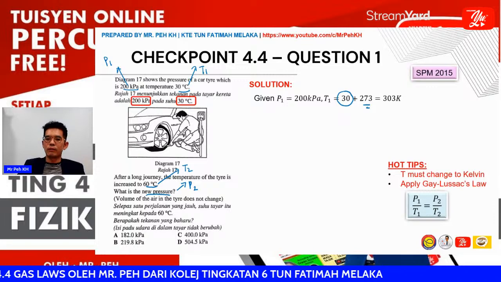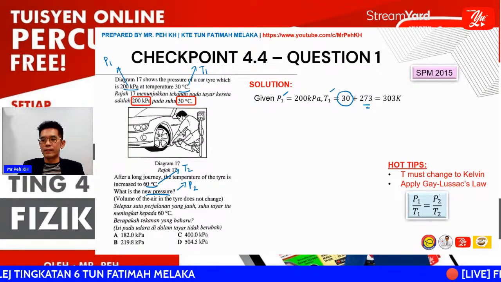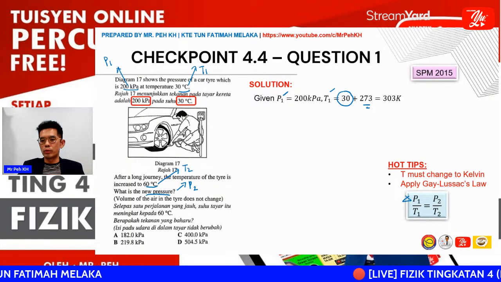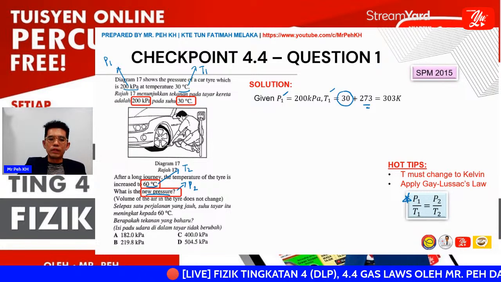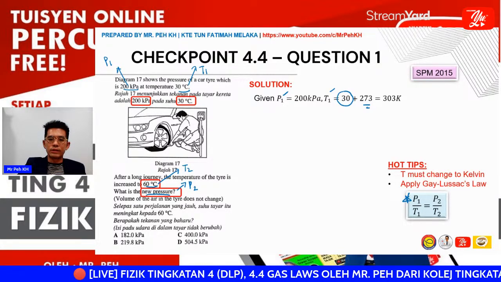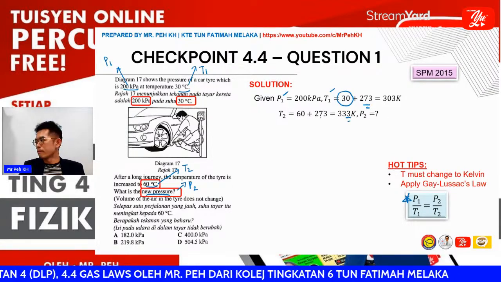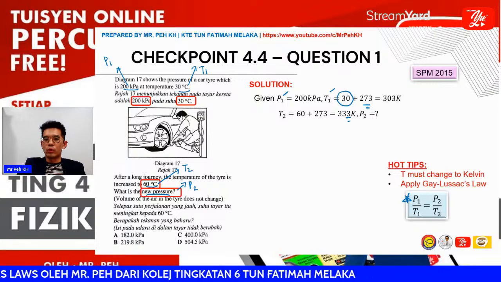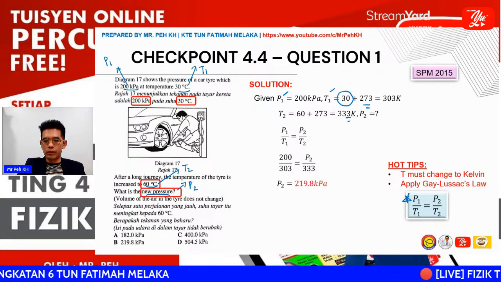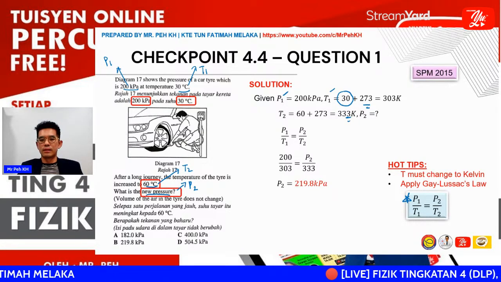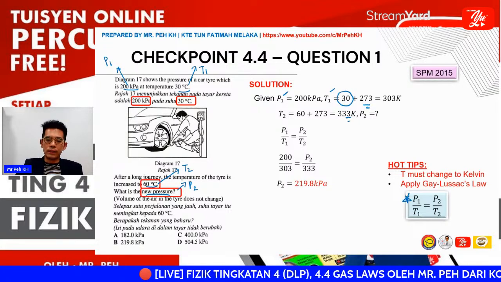Just now I've explained to you the relationship between P and T, so we'll be applying the Gay-Lussac law. So the formula we're going to use will be this. The reading of T2 is 60 degrees Celsius. You need to convert to Kelvin also, plus 273. Substitute to the formula, so you get your answer is 219.8. So the answer here will be B.